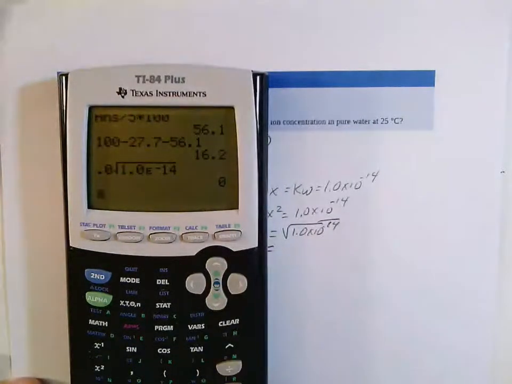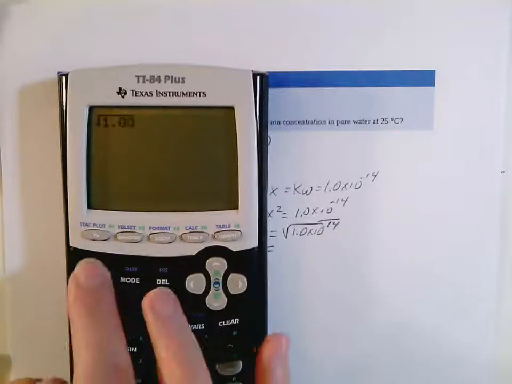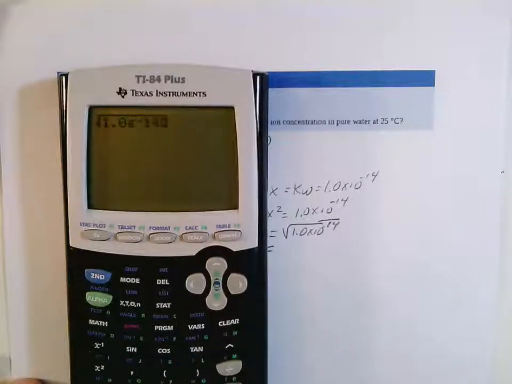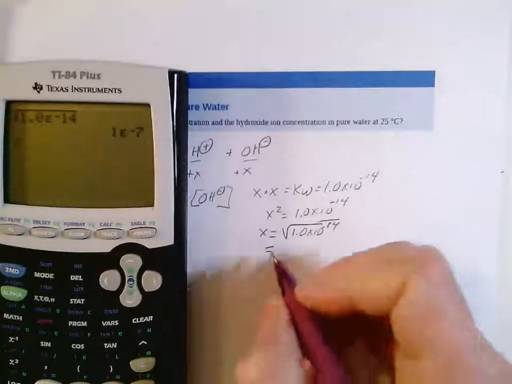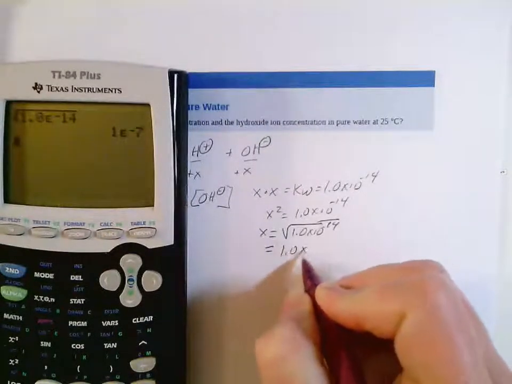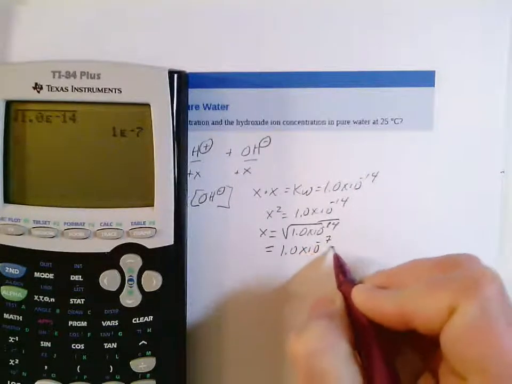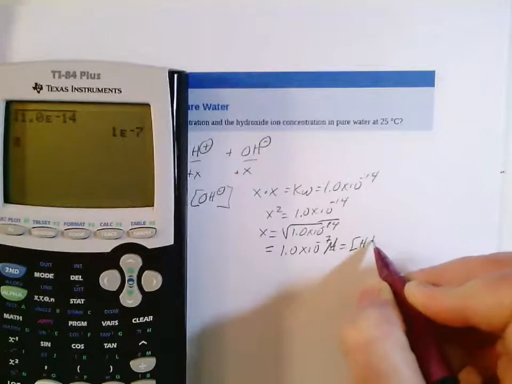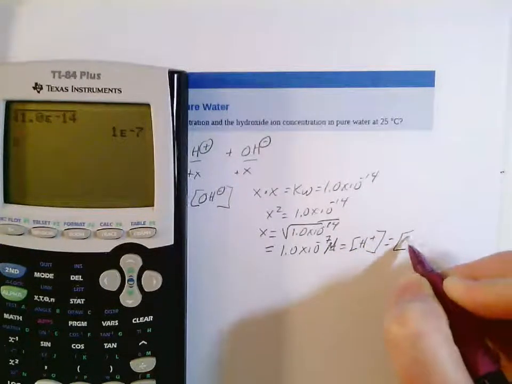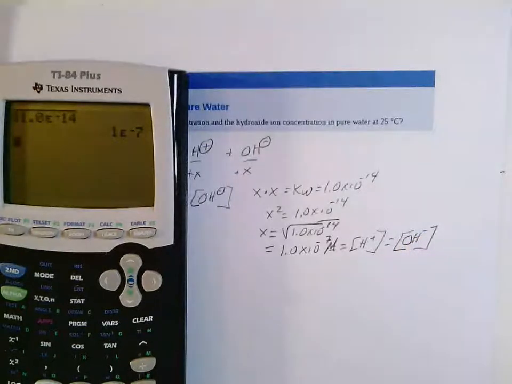Sorry, I had something already in there. So second, square root, 1.0, second EE, negative 14. And that equals 1 times 10 to the negative 7th. You'll notice that it does not take care of significant figures for you, so you have to go back and put those in. So it'd be 1.0 times 10 to the negative 7th molarity, which is going to equal the concentration of hydronium ions, and it's going to equal the concentration of hydroxide ions.